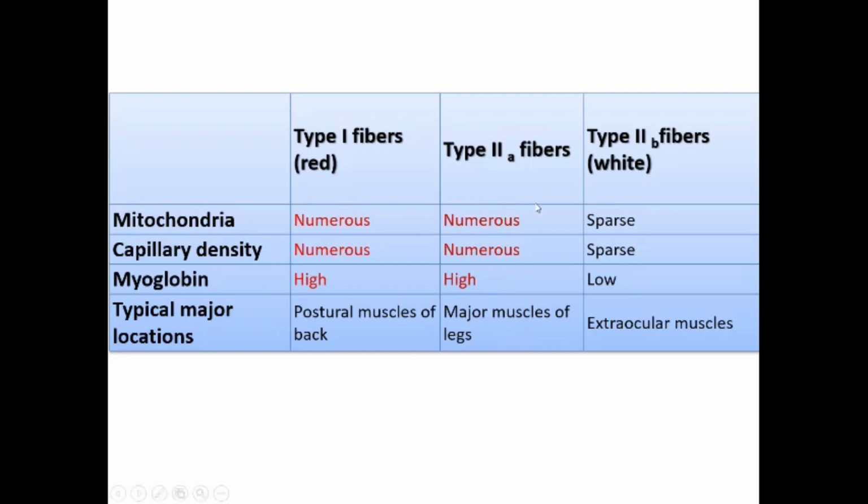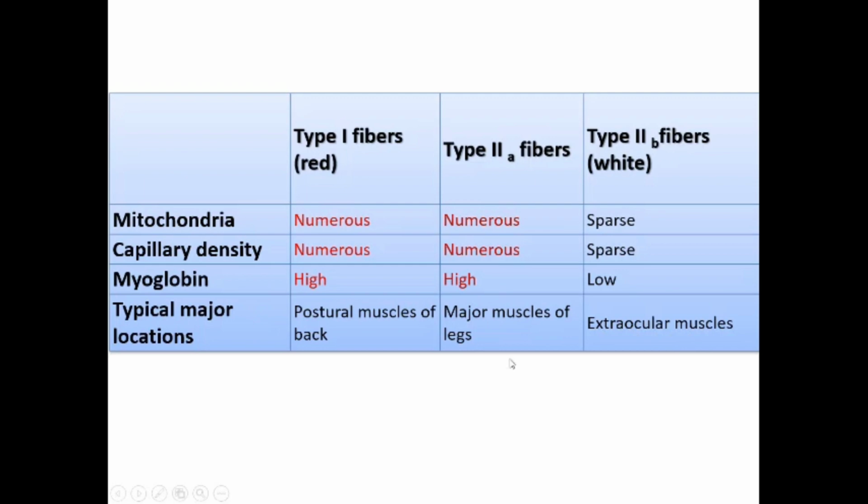And you can see the intermediate fibers here between the two muscle fiber types. I also have an example for them. For example, the back muscles or postural muscles of the back and major muscles of the legs are intermediate, and extraocular muscles are white muscles. They get fatigued very fast because they produce a lot of lactic acid during glycolysis.